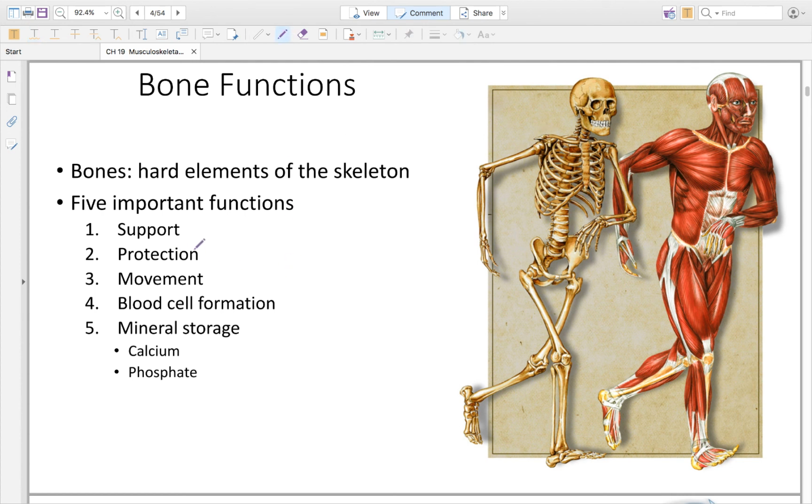Protection. Your rib cage, for example, protects your vital organs such as the heart and lungs. Your vertebral column protects the spinal cord, so that's what we mean by protection. It allows for movement, and blood cells are formed in certain areas of the bones, and it stores minerals such as calcium and the mineral phosphate.